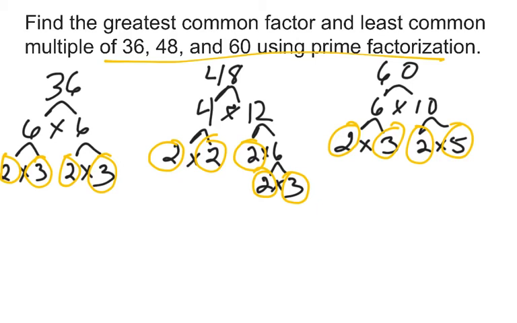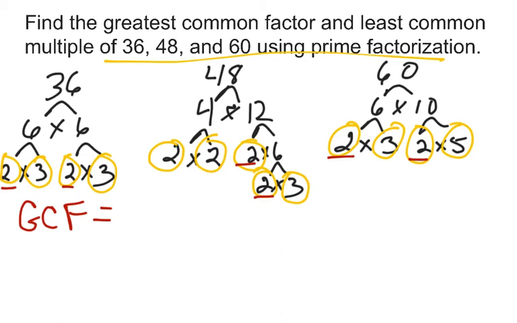Now I'm going to look at greatest common factor first. And again, I'm going to put that in red. So now I have to look at things I have in common with all 3 numbers for greatest common factor. So I can see I have a 2 on all 3. Then I can see I have a second 2 on all 3. And as far as 2's go, that's all I have.